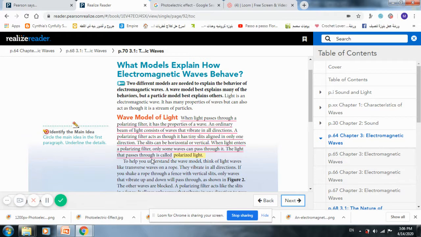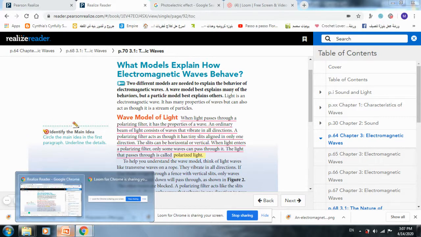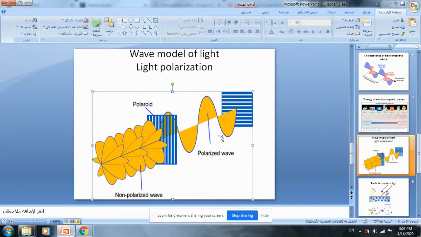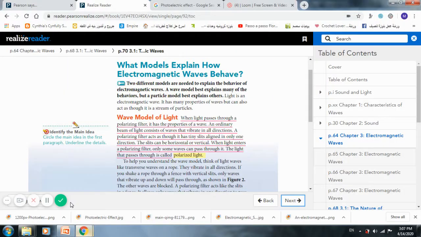You have to understand it. First, you have to memorize that models explain how electromagnetic waves behave. We have two models. The first one is the wave model of light, and you have to explain it using your own language, but what you have to memorize or remember and understand is this figure, so you can explain it easily.